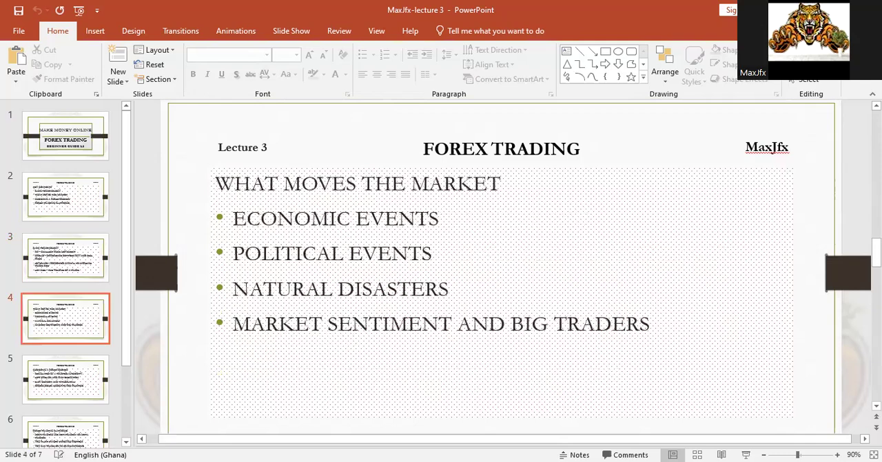All right. So what moves the forex market? Economic events move the forex market. Political events move the forex market. Natural disasters, market sentiment, and big players.